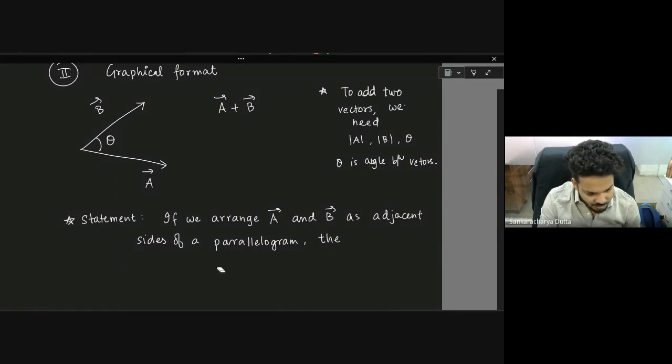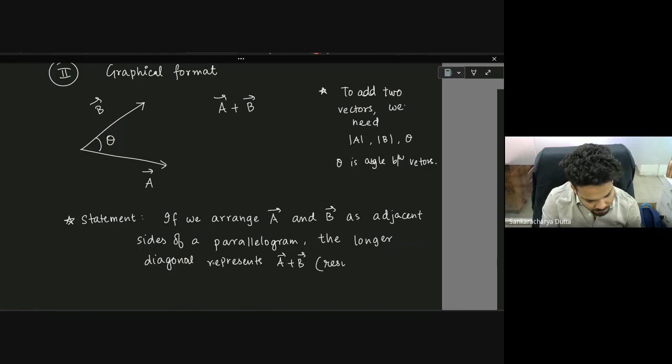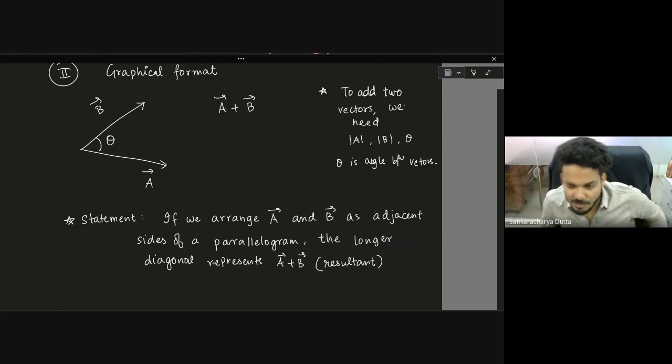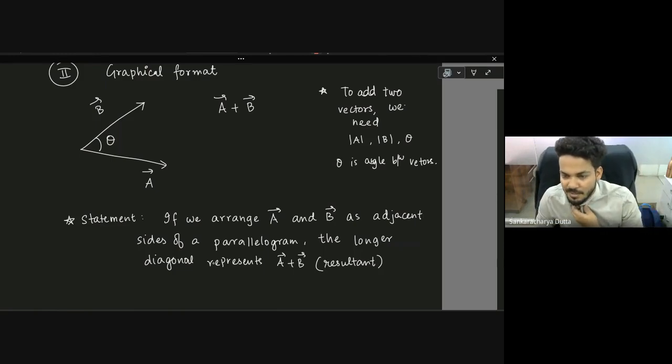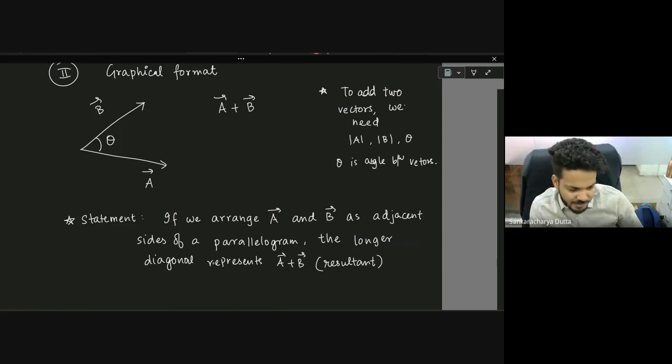the length, or I will say the longer diagonal represents A vector plus B vector. The name for this is also resultant. We call the addition of A vector plus B vector the resultant of A and B. So again, let me repeat the statement one more time. If we arrange A vector and B vector as adjacent sides of a parallelogram, the longer diagonal represents the resultant.